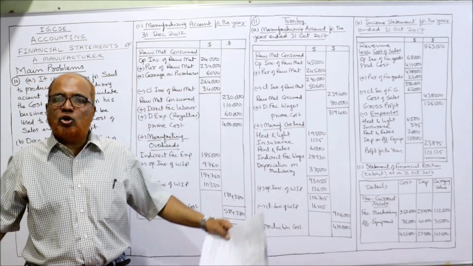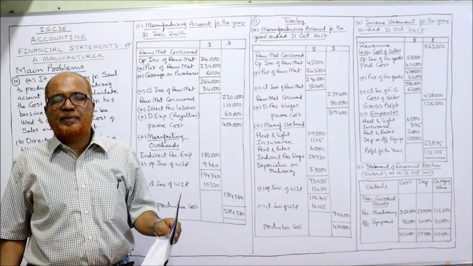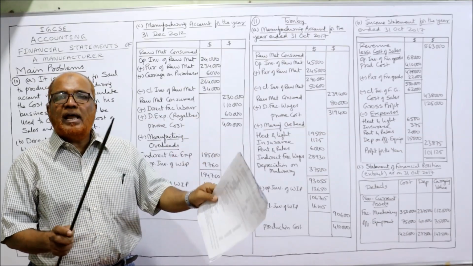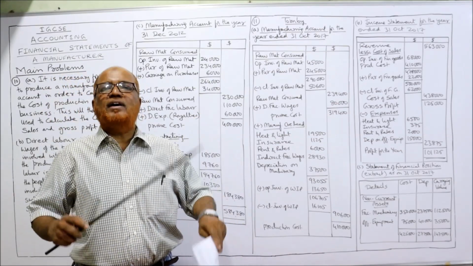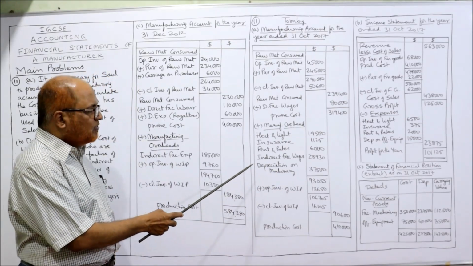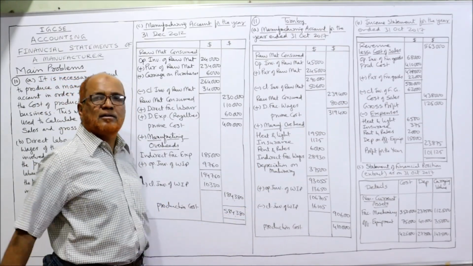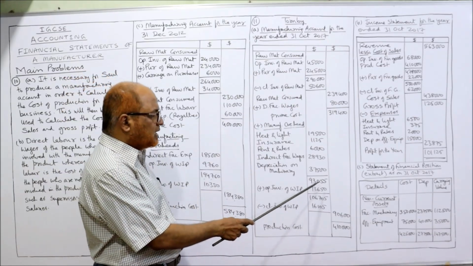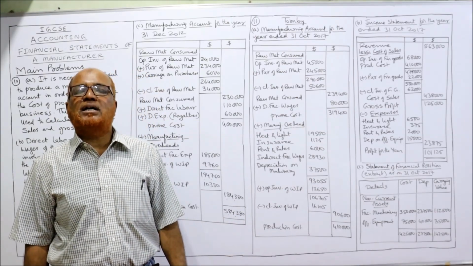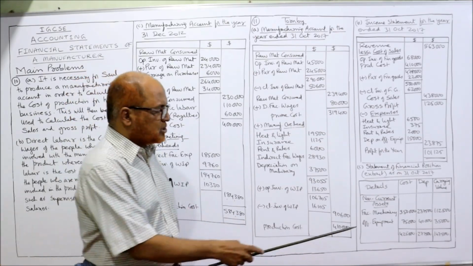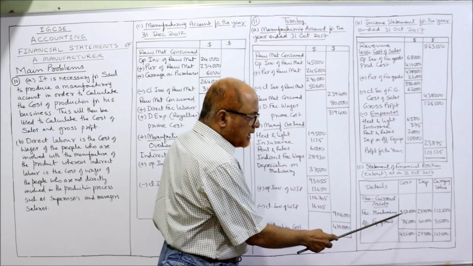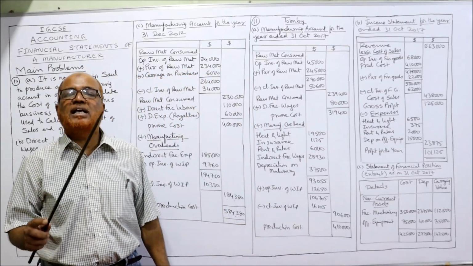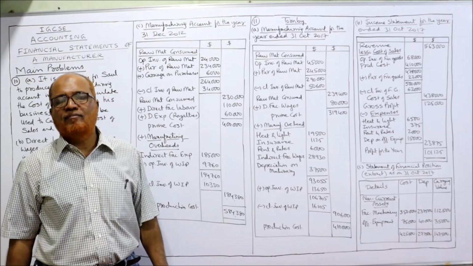Accumulated depreciation. Accumulated means total, up to date. What is the accumulated depreciation given in the problem? 2 lakh. 2 lakh was the accumulated depreciation at the beginning of the year. Now end of the year, how much depreciation we have provided on machinery? 37,500. So 2 lakh was the old accumulated depreciation plus current year depreciation 37,500. So 2,37,500 is the accumulated depreciation. So 3,50,000 minus 2,37,500, 1,12,500 is the carrying value of factory machinery.